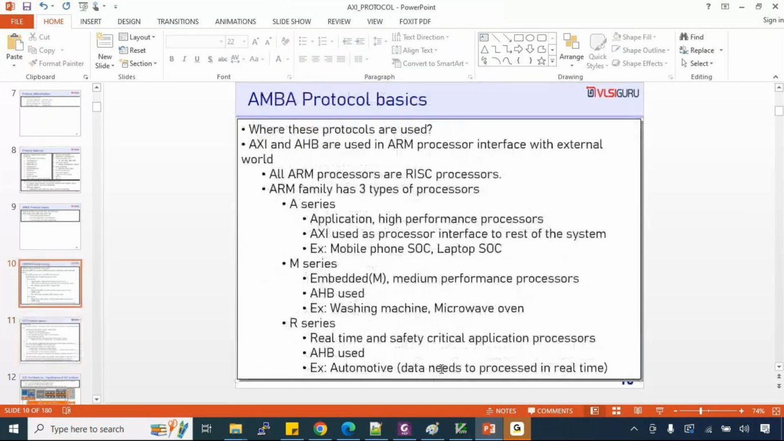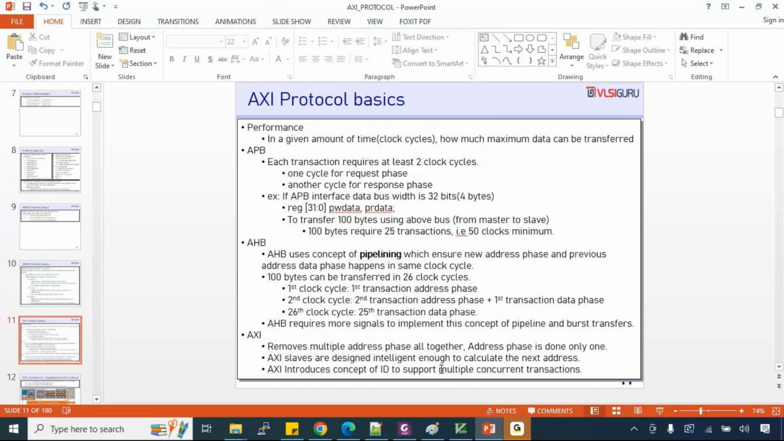This is a brief about AMBA protocols. So how many types of processors are there in the ARM series? Three. What is the first one? A series, which is the application series. One is M series, which is the embedded series, meaning all those embedded applications, right? What is the last one? R series is the real time ones. Okay. The name itself will tell you.